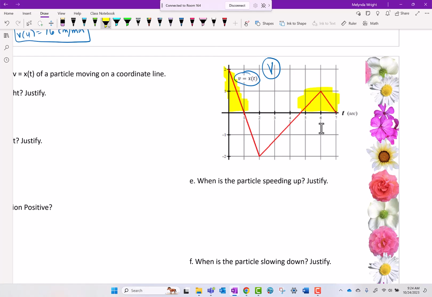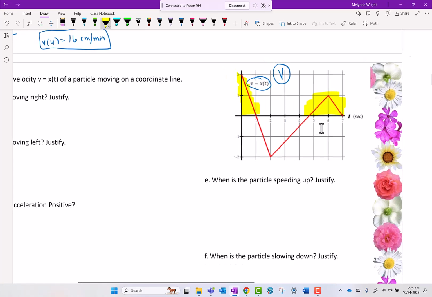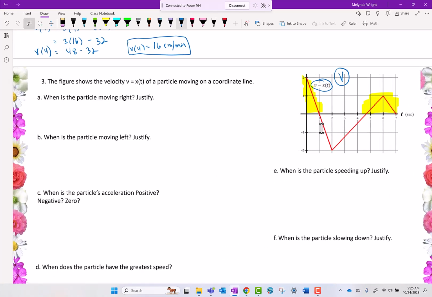This is a picture of velocity, and it is a picture of all of the y values of velocity between 0 and 7. And so we're looking here and we're seeing that velocity y values are positive between 0 and 1 and between, what does that look like? Maybe 4.5. We'll just round it to 4.5 and 7. That's when the velocity is positive. So that's when the particle is moving right.